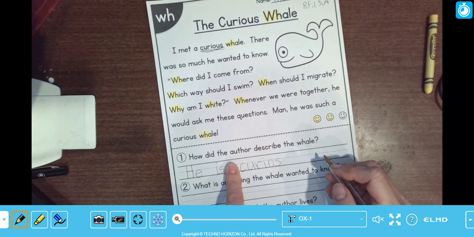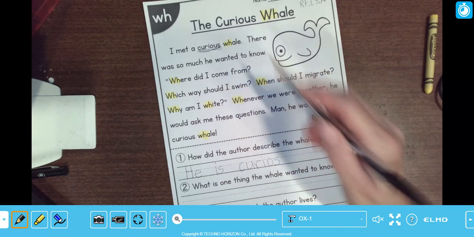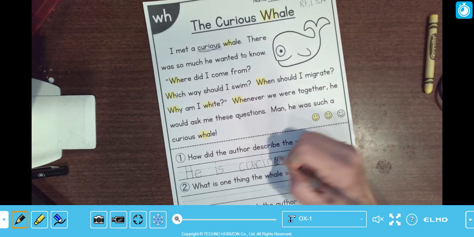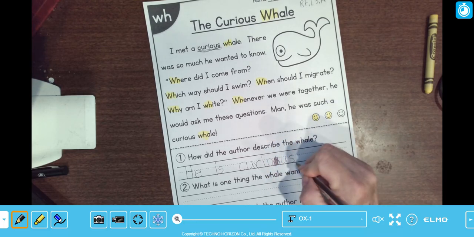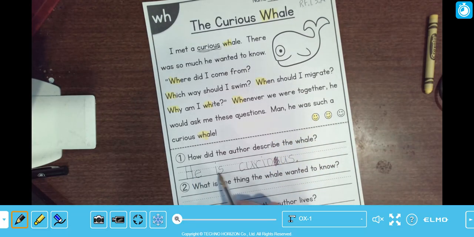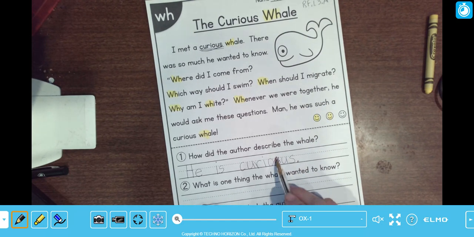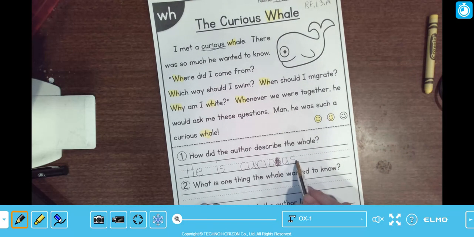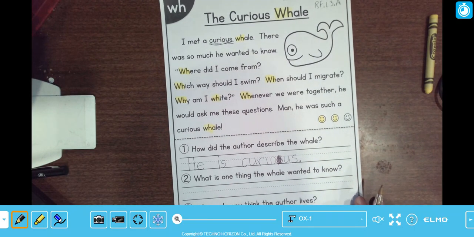Oops, I spelled curious wrong. I better fix that. See, I forgot the U. So let me scratch off the S, put the U and then the S. So here we go. He is curious. I hope you didn't make the same mistake I made. I hope you put O-U-S right there, curious. So go ahead and answer that question.